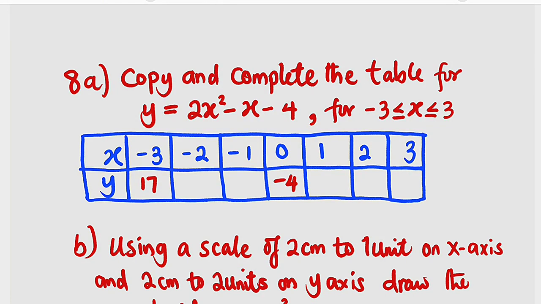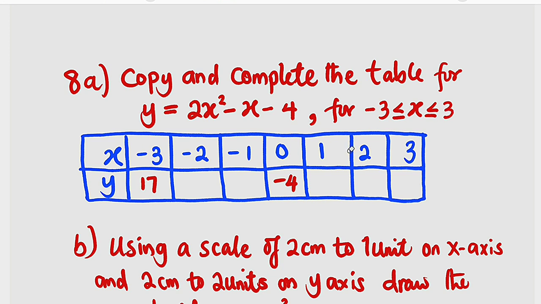Hello, good day viewers. Here is question number 8 of WAEC 2023 mathematics examination. This question is related to quadratic graph. The A part of question number 8 reads, copy and complete the table of y equal to 2x squared minus x minus 4 for the values of x from -3 to 3.